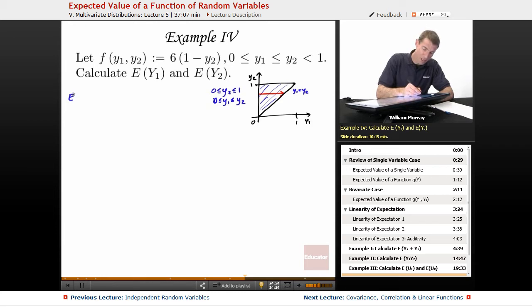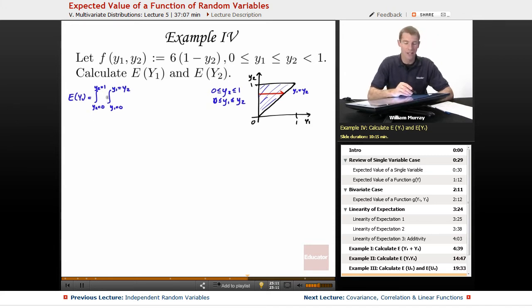So the expected value of y1 is the double integral, and I'll follow those limits there. y2 goes from 0 to 1, and y1 goes from 0 up to y2. And now, since we're finding the expected value of y1, I'm going to multiply in a y1 times the density function, 6 times 1 minus y2. And then the inside integral is dy1, the outside integral is dy2.